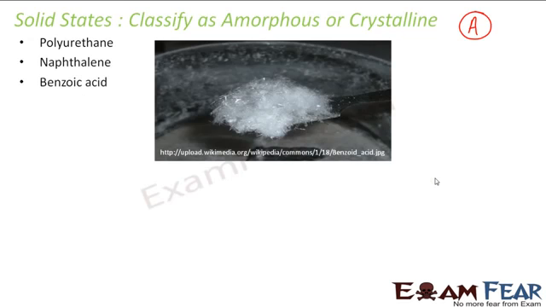Benzoic acid is also crystalline. Let me put it here only. This is amorphous, this is crystalline. Benzoic acid is also crystalline. This is the crystal structure.